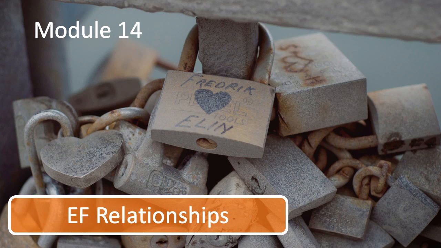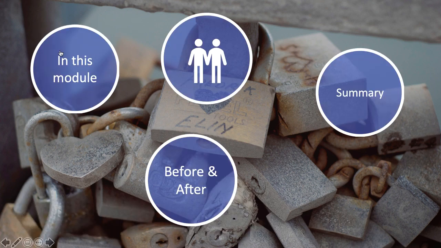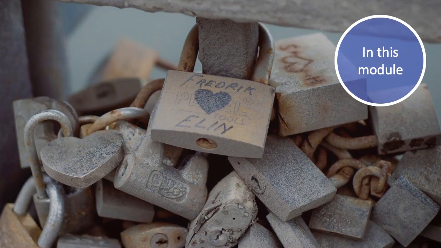Welcome to Module 14, and in this particular module we're going to take a look at Entity Framework relationships. And now that we have some data that is related, we've got users that want to attend activities, and our activities can have users as attendees, we need to take a look at these relationships inside our application. So let's take a look at what's coming up in this particular module.